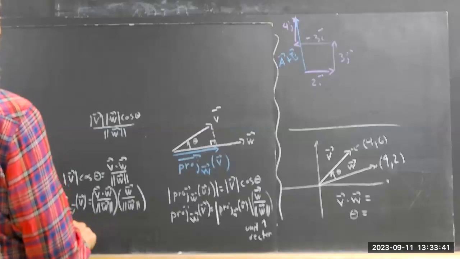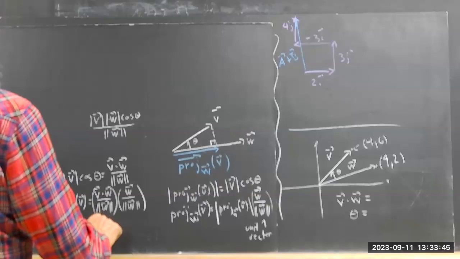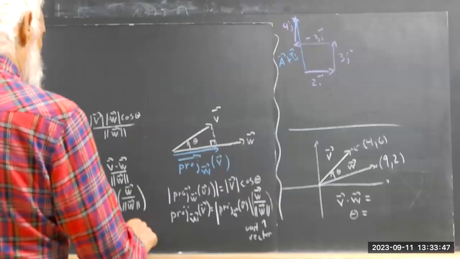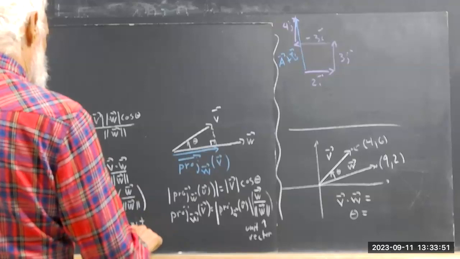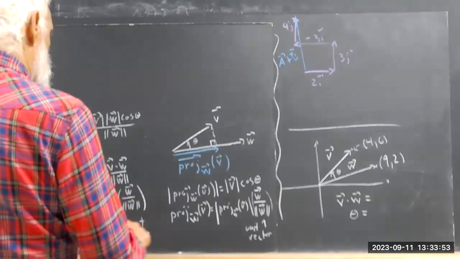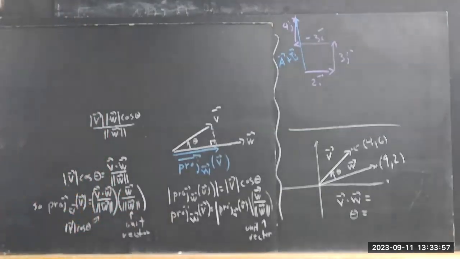This is just magnitude of V cosine theta. This is a unit vector in the direction of W. I'm not going to write that out. I want to emphasize that.